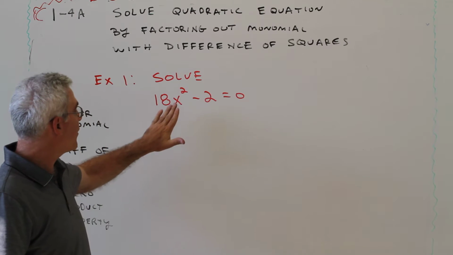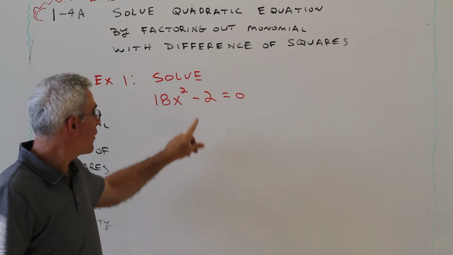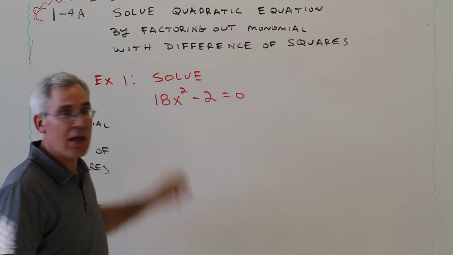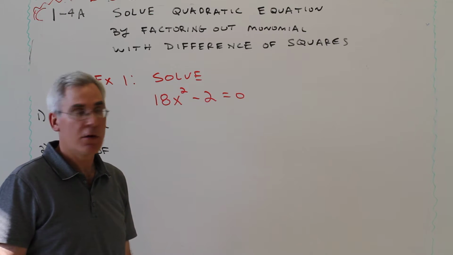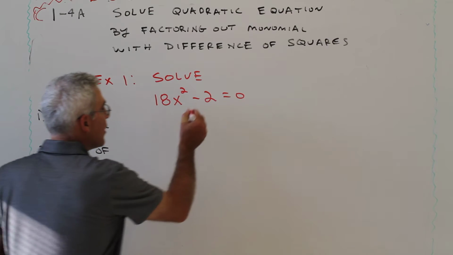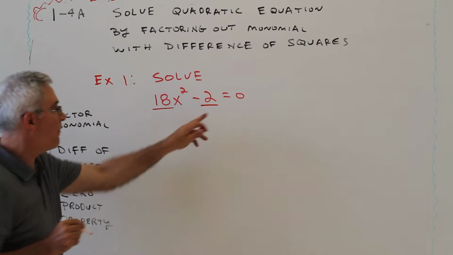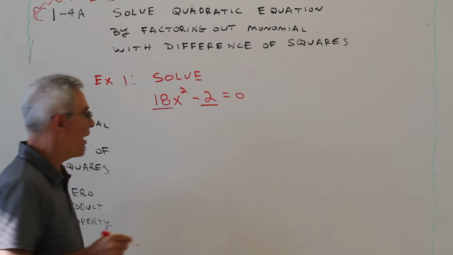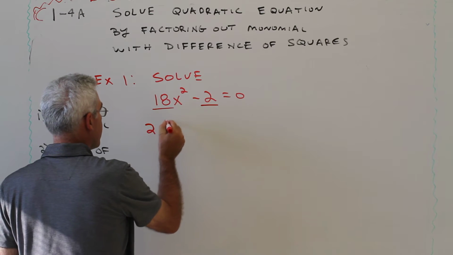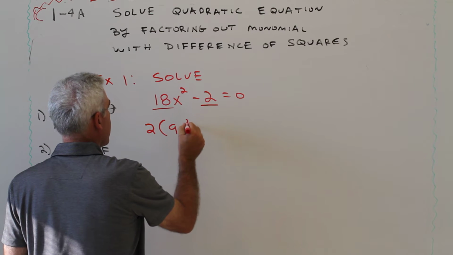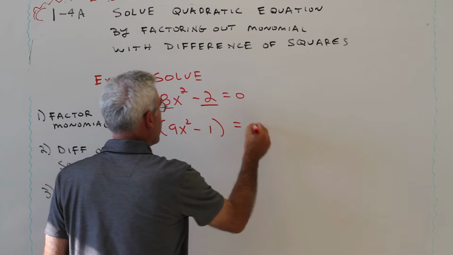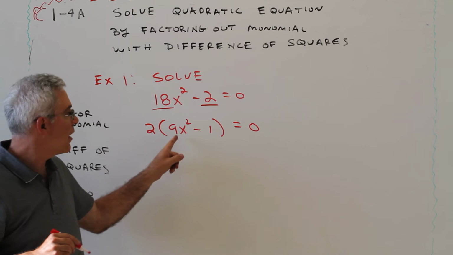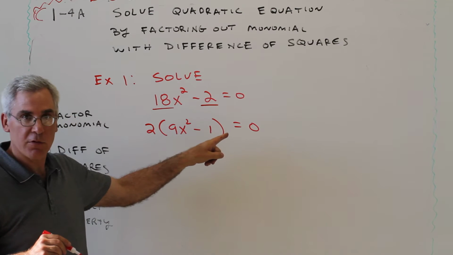First of all, realize this is not a difference of squares, because this is not a perfect square and this is not a perfect square. So what we can do is notice that we can factor out a 2 out of each of those terms. So I'll do that. And I get 2 times 9x squared minus 1 equals 0.